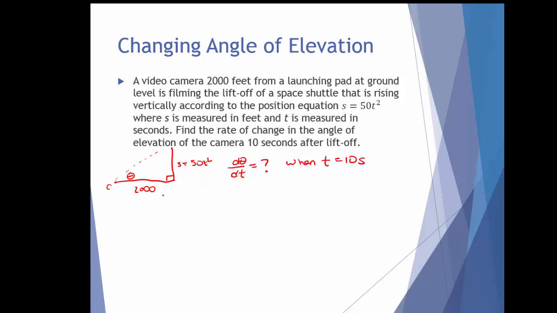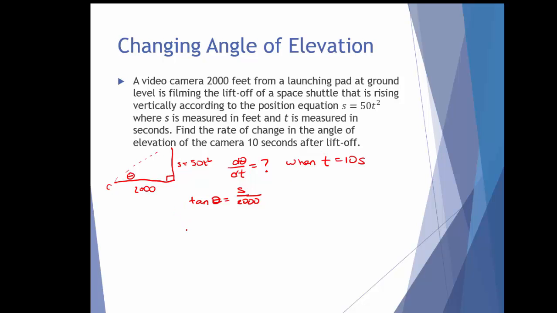So what we're going to be able to say about this is that the tangent of this angle, that's theta, should be equal to the opposite over the adjacent. So that's s divided by 2,000. Once we have that equation, we can take its derivative to start involving some of these rates of change.